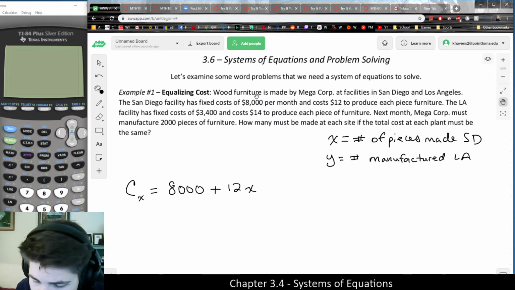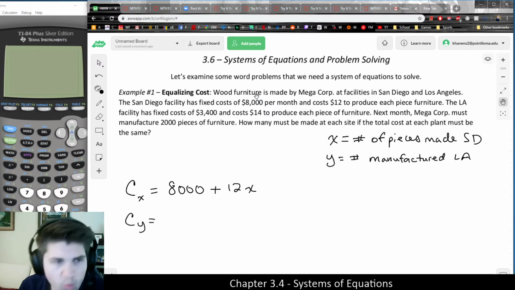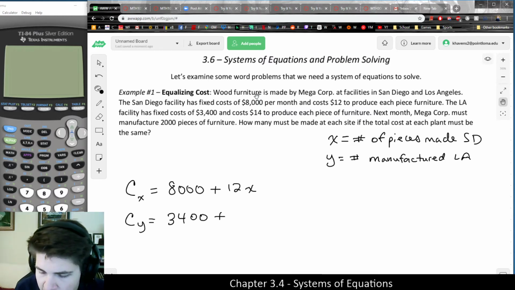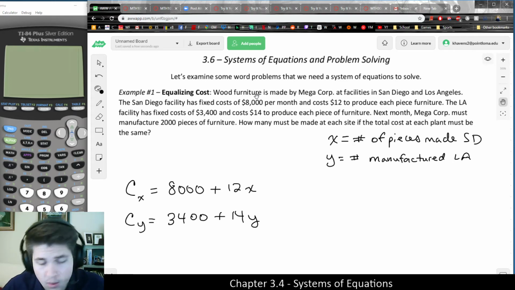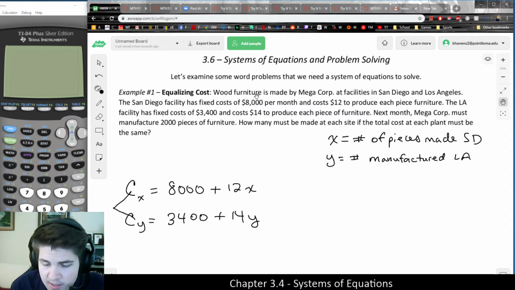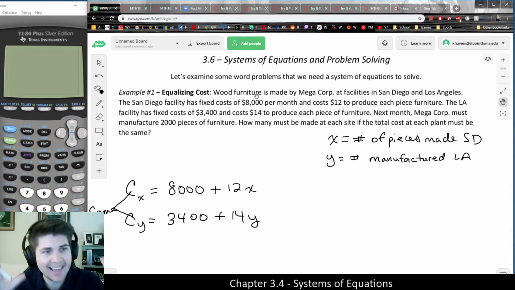And then the cost to produce the number of pieces in LA is going to be based on Y. Their upfront cost was $3,400, and their variable cost was $14 per piece of furniture manufactured. Basically, the key here is that our goal is to equalize the cost, meaning that we want these costs to be the same in both facilities, aka equal.